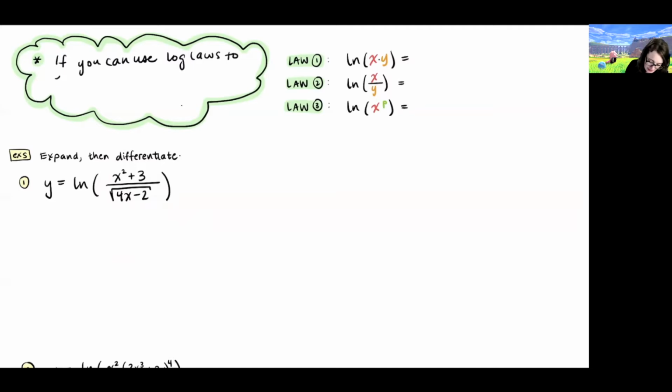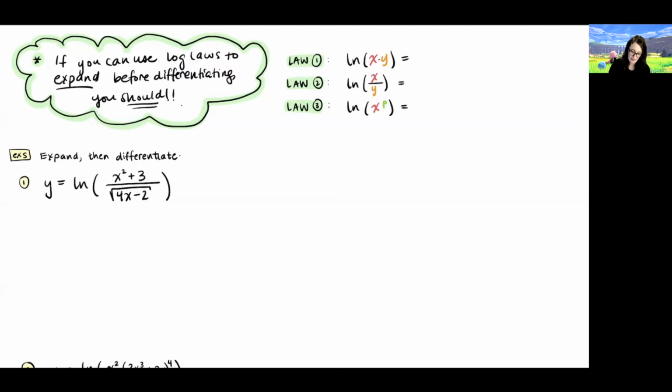So the big thing here is, if you can use the log laws to expand before differentiating, or before finding the derivative, then you should 100% of the time. If you can use the log laws to expand fully before differentiating, then you should. Here's a really brief review of what the log laws are.